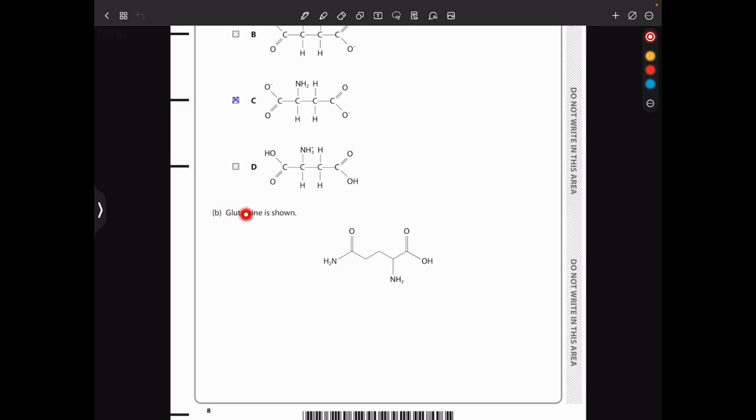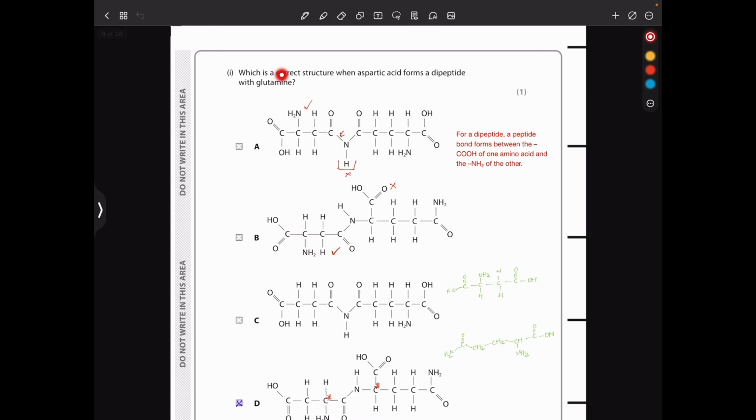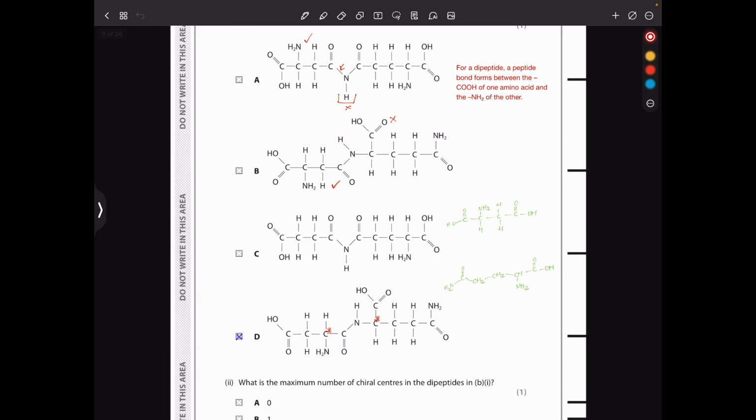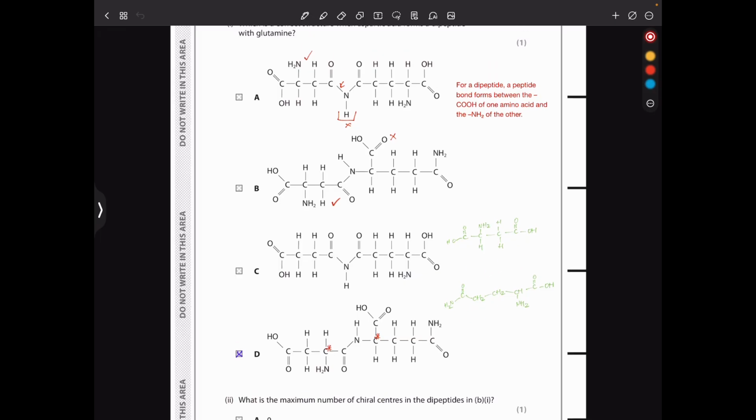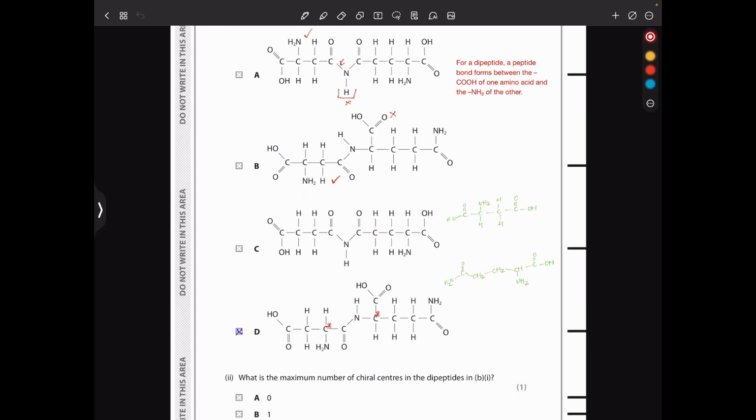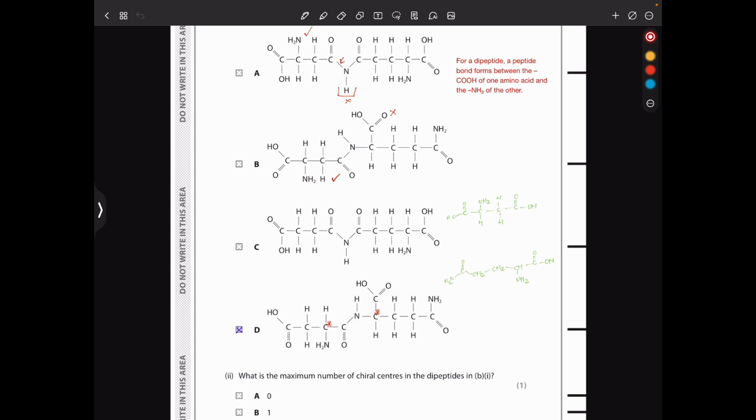Then in part B, they say glutamine is shown, which we see here. It has 1 carboxylic part, and then we have this amine part. They say which is a correct structure when aspartic acid forms a dipeptide with glutamine. I wrote the 2 structures here that have to combine in order to produce a suitable dipeptide. And if we look at A, there is no way it forms this structure when these 2 are combined because the combination did not occur appropriately. Among all these 4, it's only D that created the proper linkages in order to form the dipeptide, and so D is my answer.